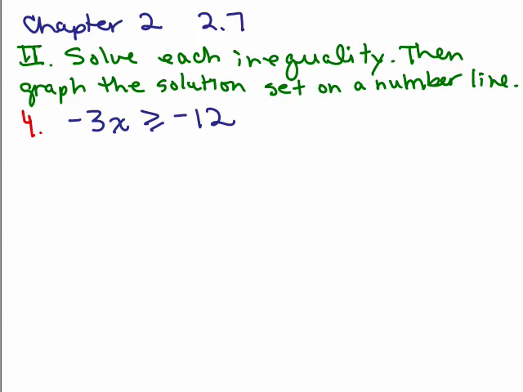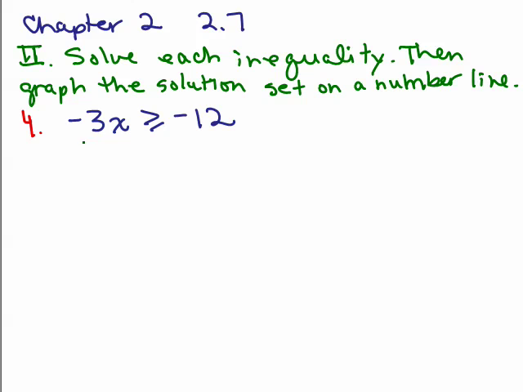Chapter 2, Section 2.7, Part 2: solve each inequality, then graph the solution set on a number line. Number 4, negative 3x is greater than or equal to negative 12. Solving inequalities is very similar to solving equations, except when you multiply or divide by a negative number, you must switch the inequality symbol to the opposite direction. So it has to point the other direction.